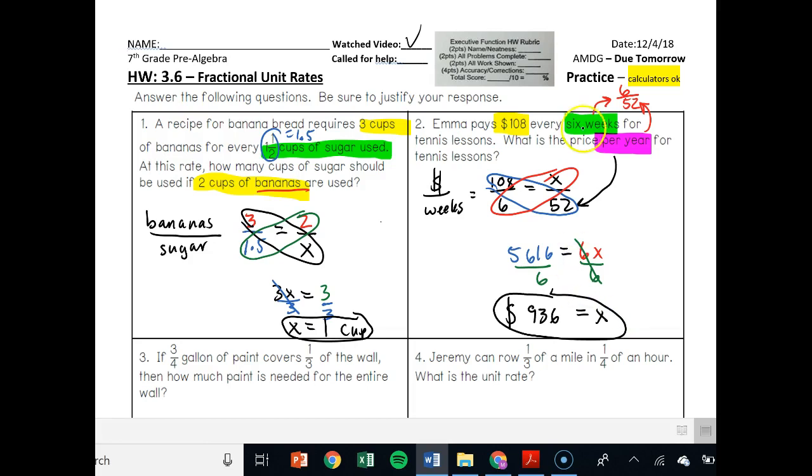Again, the key thing is understanding, hey, I've got 6, so that's the 108 over 6. But that per year part was a little bit tricky. Let's be honest there. We had to know that this was 52 weeks in a year. All right, so some background knowledge for that is absolutely necessary.